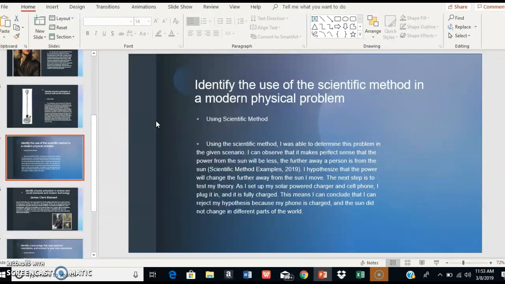As I set up my solar-powered charger and my cell phone, I plug it in and it is fully charged. That means I can conclude that I can reject the hypothesis because my phone is charged, and the sun did not change in different parts of the world.